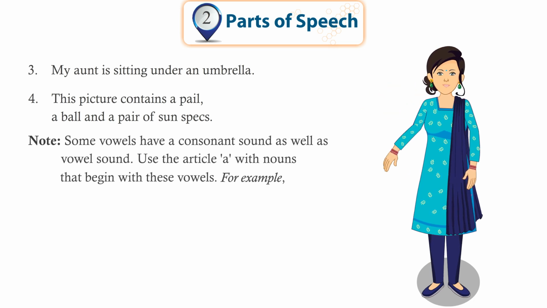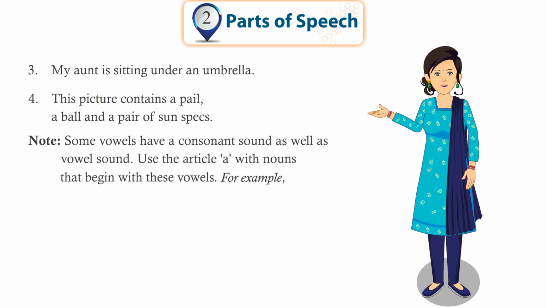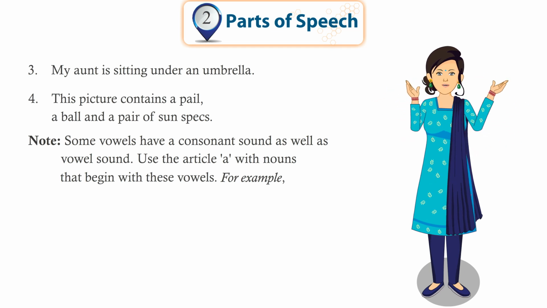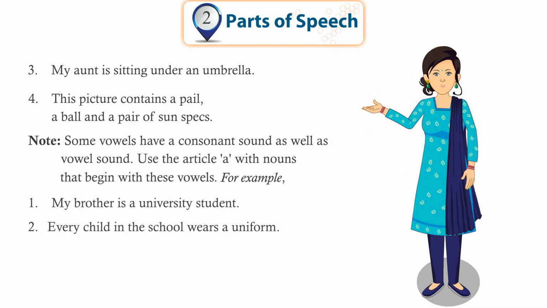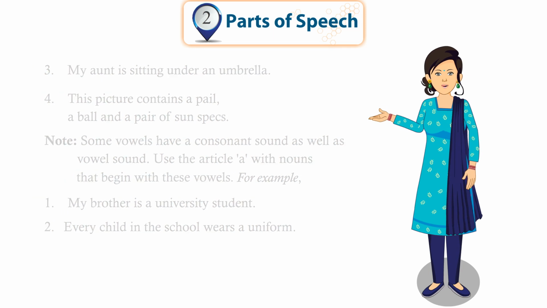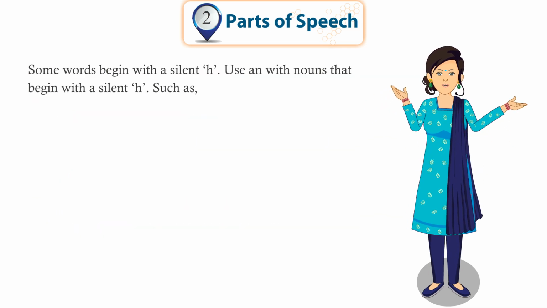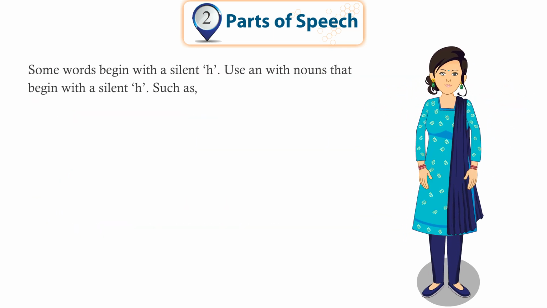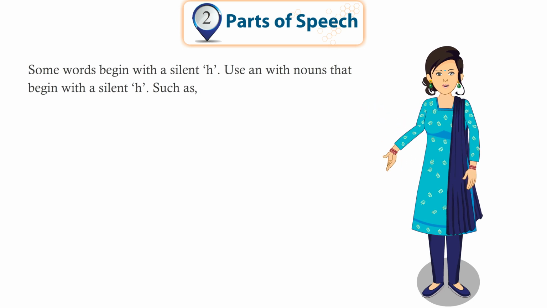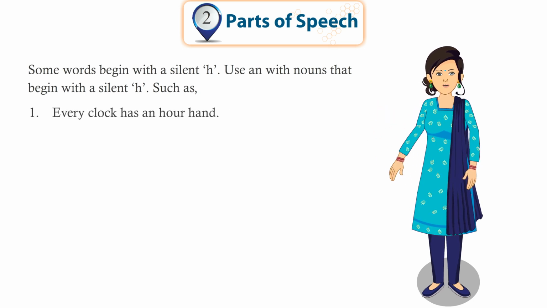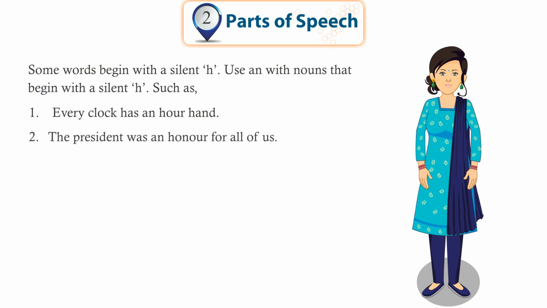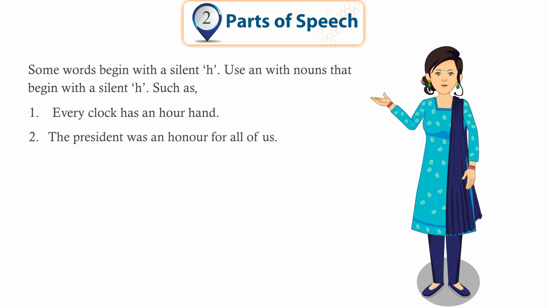Note, some vowels have a consonant sound as well as a vowel sound. Use the article a with nouns that begin with these vowels. For example, my brother is a university student. Every child in the school wears a uniform. Some words begin with a silent H. Use an with nouns that begin with a silent H, such as every clock has an hour hand. The president was an honor for all of us.